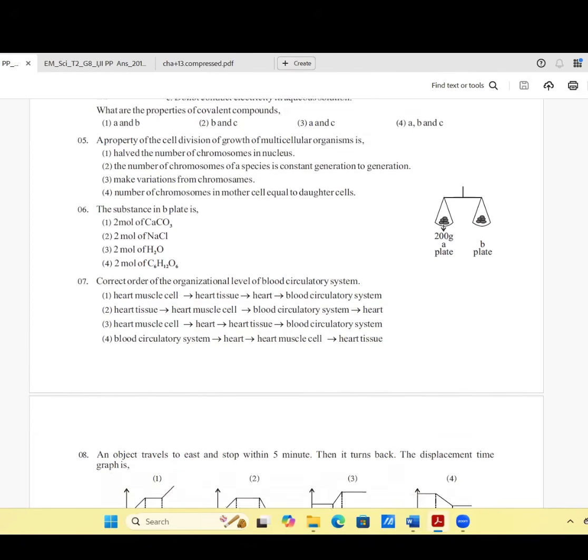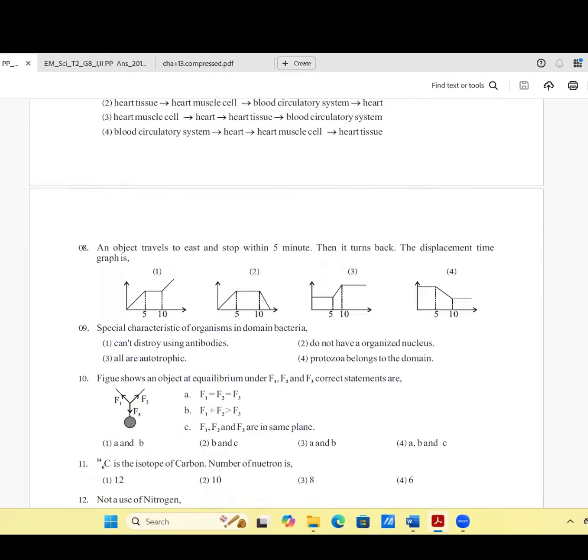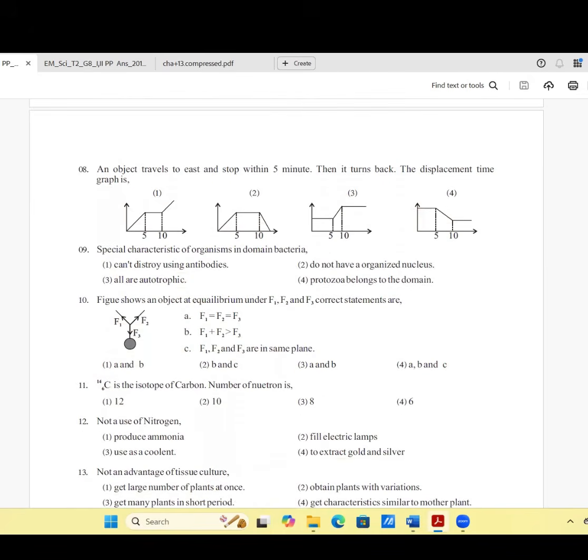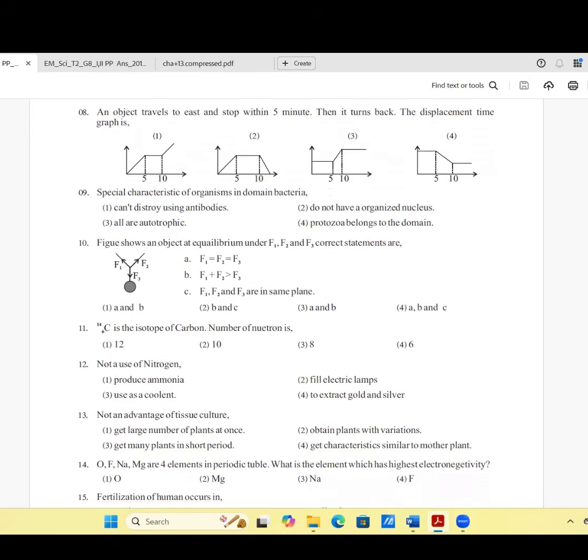Question number 8. An object travels to the east and stops within 5 minutes. Then it turns back. The displacement time graph is answer 2. The object travels to the east and stops within 5 minutes, so you can see a straight line here within the 5 minute duration. Then it turns back, which means that line should come to the x-axis again. That is how we show turning back.